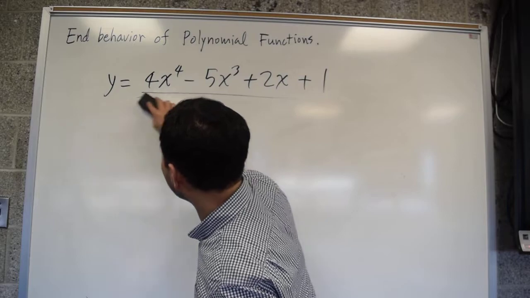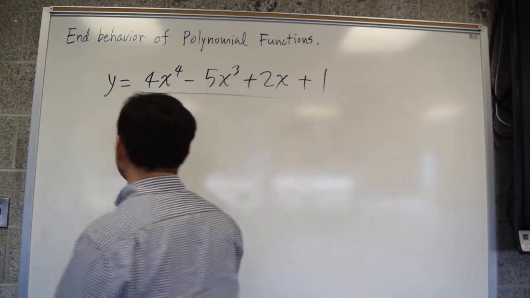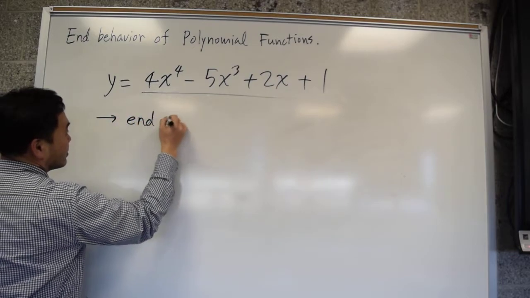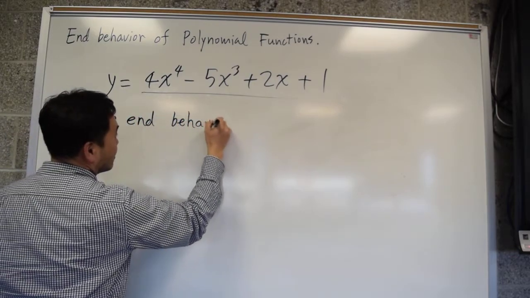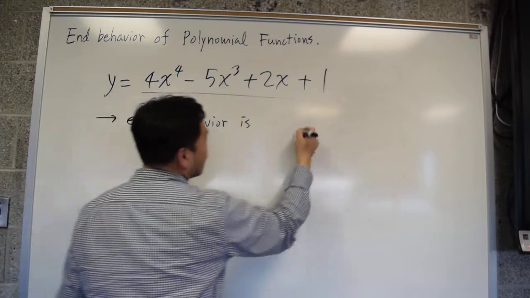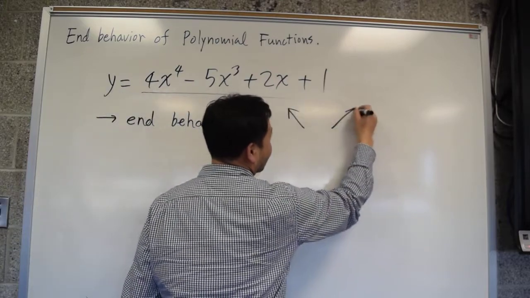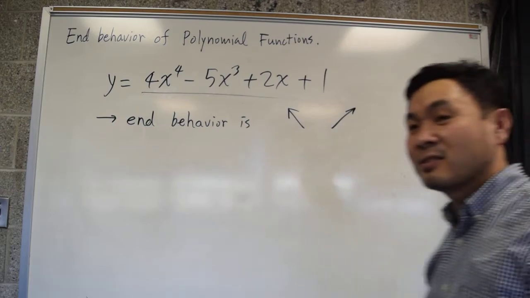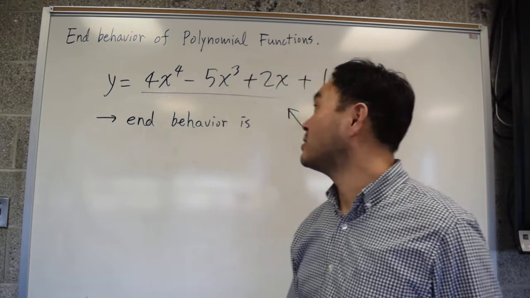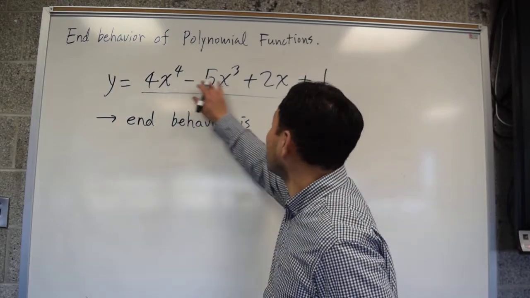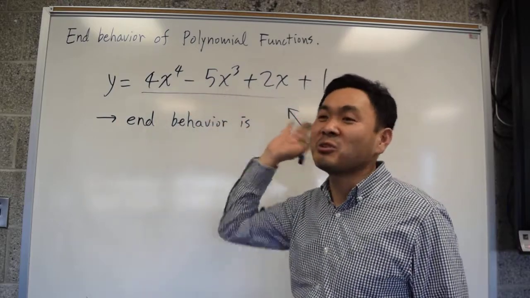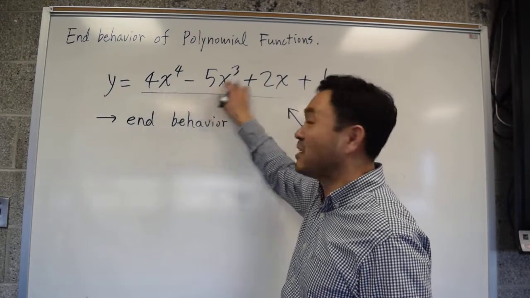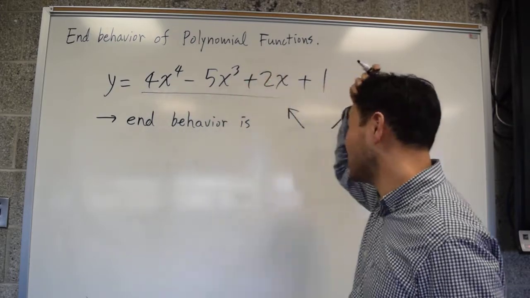Since I was only doing hand signs, let me try to write it down. So the end behavior is, that's how I would write it. Okay, that's the end behavior. Yes? Would it change anything if the 5 was positive? It wouldn't. These other ones, they wouldn't matter because once x is really big, they don't contribute much.